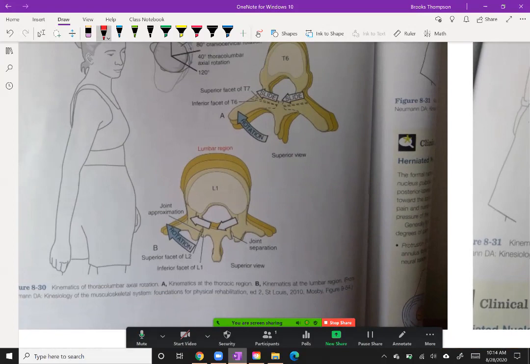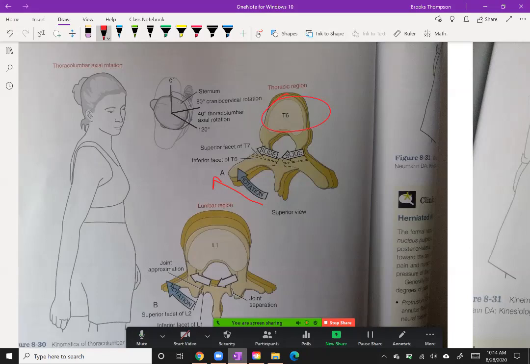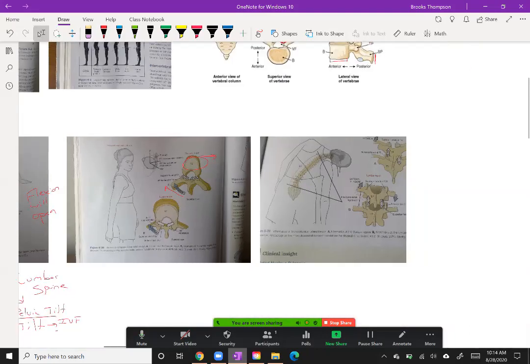Looking at rotation here, everything's a slide. It just has to slide. So if you rotate to the right, the slides are to the left, because if the facet joints slide left, it's going to turn the body to the right. So now you're looking to the right. Pretty easy. No rolls, just slides.